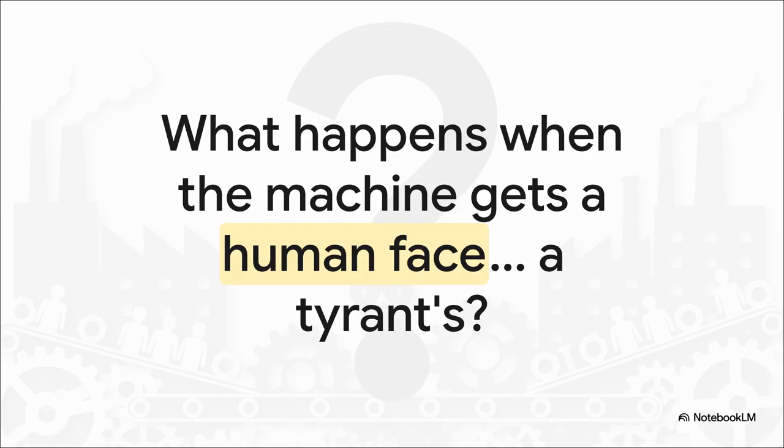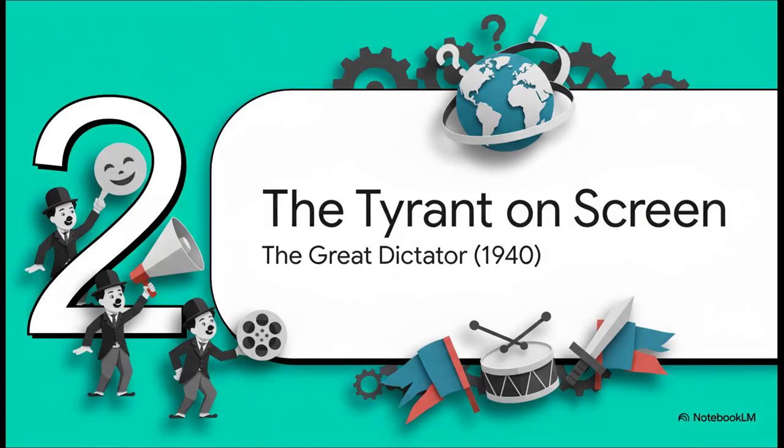So what happens when that indifferent machine gets a human face, a tyrant's face? In 1940, Chaplin's critique got even more pointed with The Great Dictator. Now, at a time when, let's be honest, most of the world was terrified to even confront Hitler, Chaplin did it head-on, using his most powerful weapon, satire. This wasn't just a movie. For him, it was a moral war.